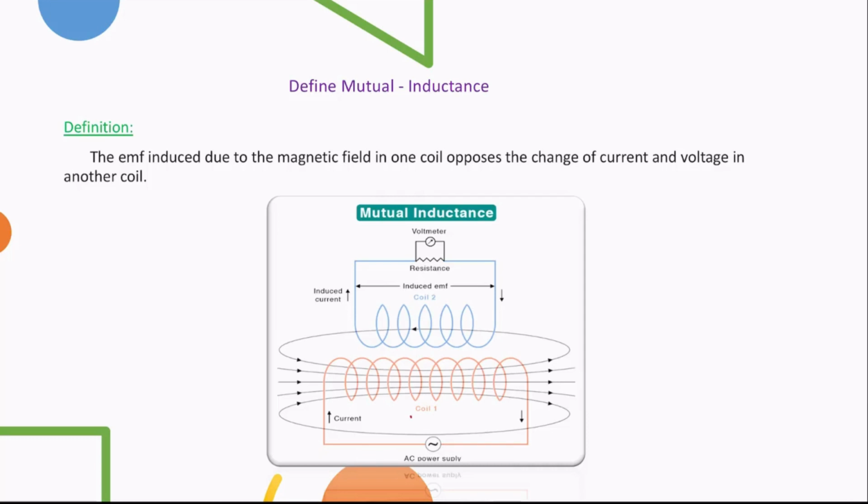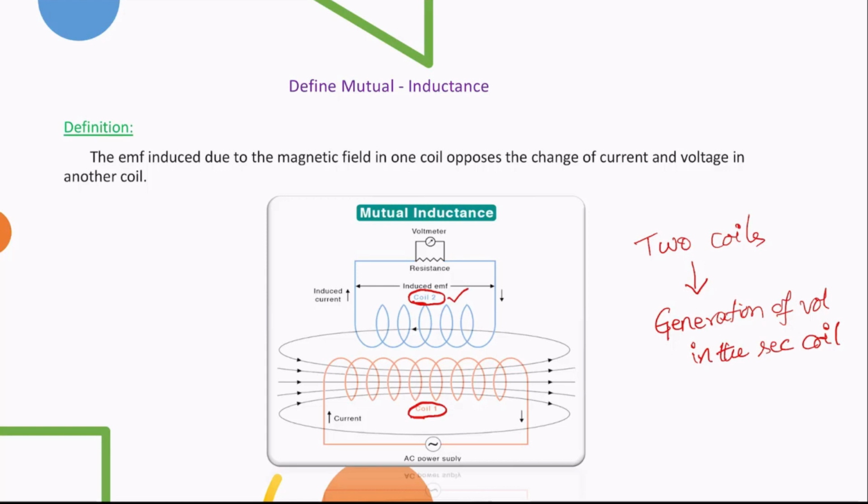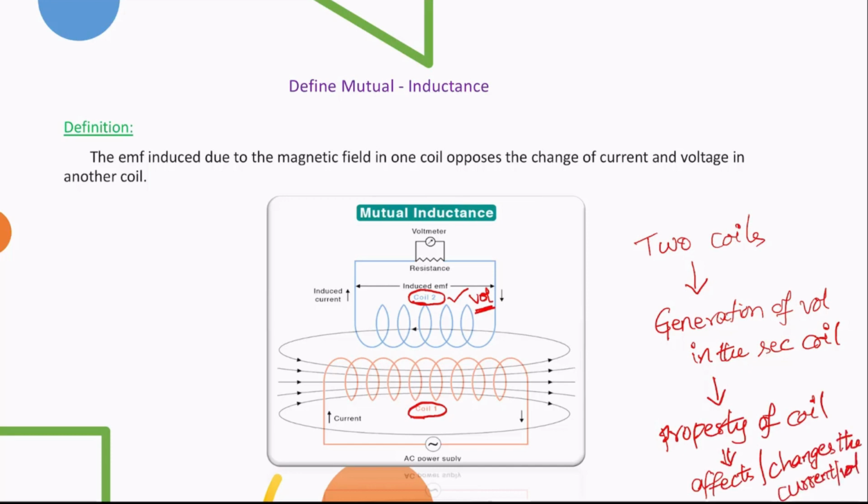So if you see here, this is the coil 1 and this is the coil 2. Now when the two coils are brought in proximity with each other, then the magnetic field in one of the coils tends to link with the other coil. And this leads to the generation of a voltage in the second coil. So this is the second coil. And in this second coil, due to the linking of the coils, a voltage is generated. And this property of the coil which affects or changes the current and voltage in the secondary coil is called the mutual inductance. So this is how we can define the mutual inductance.